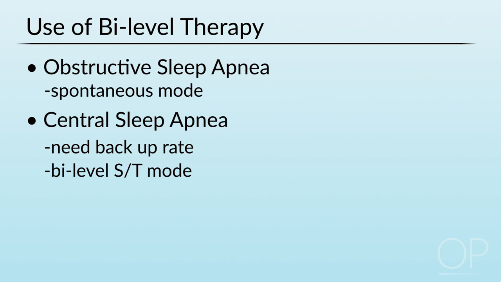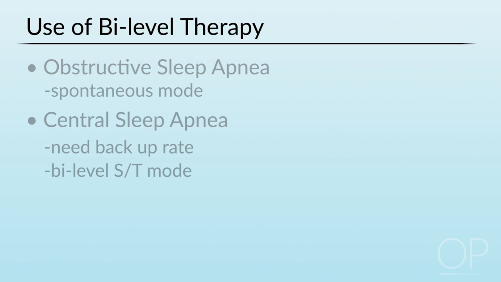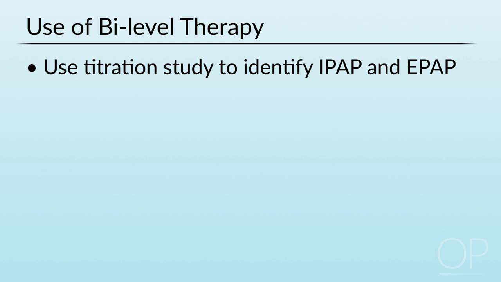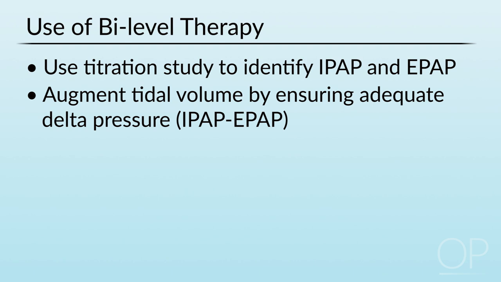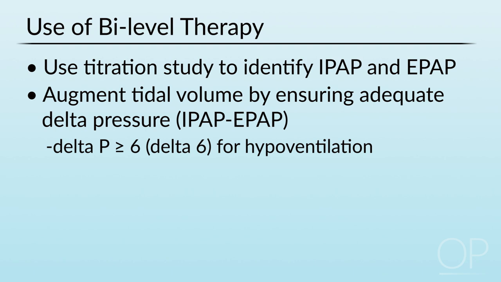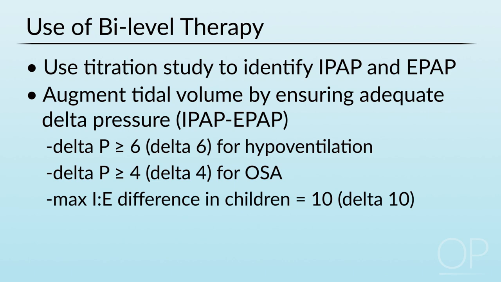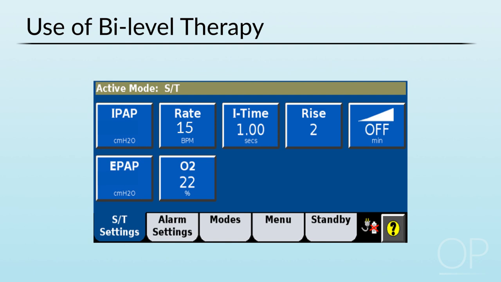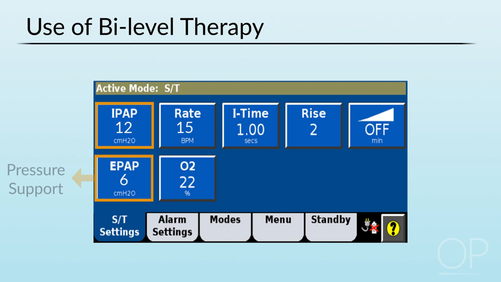Then, based on the titration study, you can identify what the IPAP and what the EPAP should be. If you want to augment your tidal volume, it is important that you keep enough of an IPAP-EPAP difference, or the delta. I typically try to keep a delta of 6 or higher for augmenting your tidal volume in patients with hypoventilation. But for patients with OSA, at least 4 and above should be okay. The difference between IPAP and EPAP is considered pressure support. For example, if somebody is on an IPAP of 12 and EPAP of 6, the pressure support would be 6. That means 6 above the EPAP.